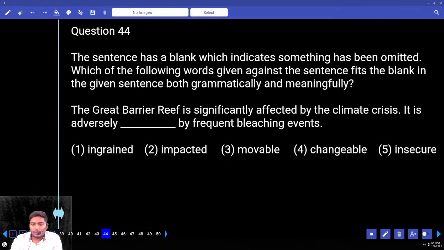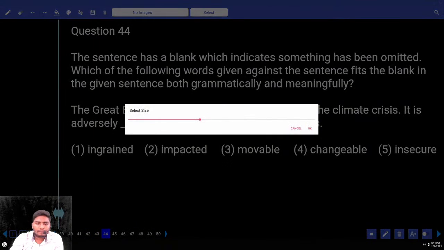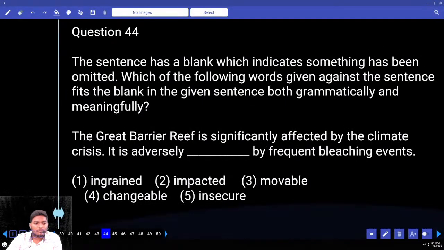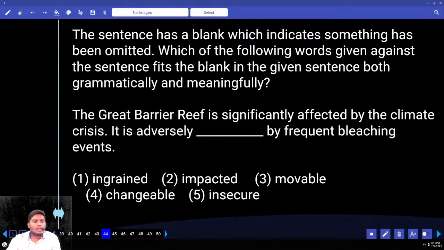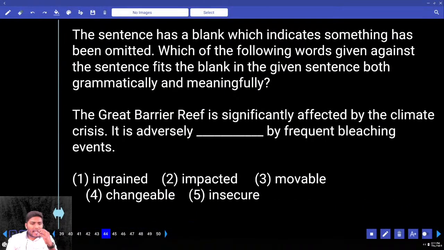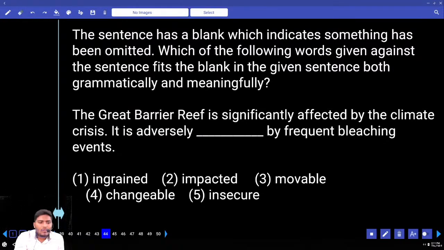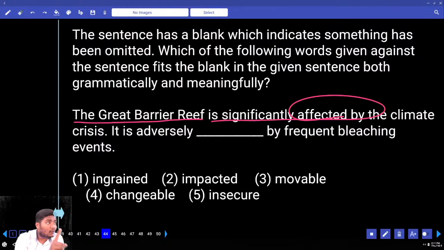Next, move to 44. Fill in the blank. The Great Barrier Reef is significantly affected by the climate crisis. It is adversely dashed by frequent bleaching events. Okay, we are speaking about what here? We are speaking about the Great Barrier Reef, which is significantly, what happened? Affected. Positive or negative?